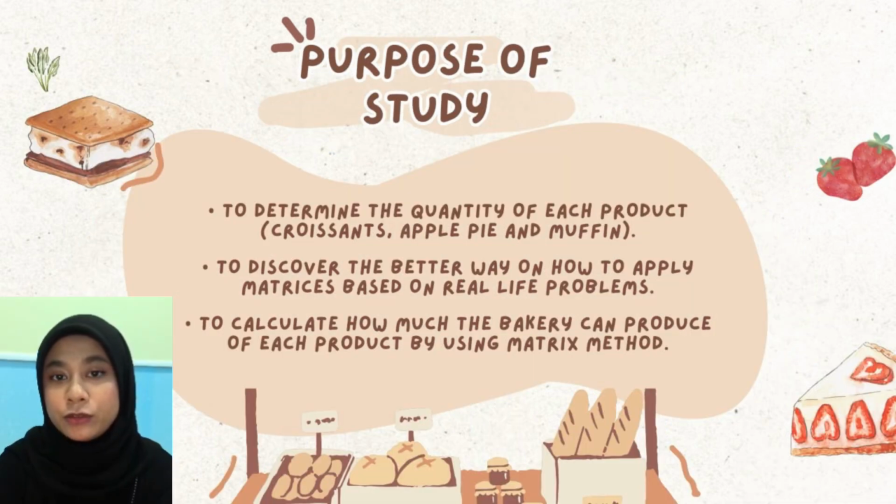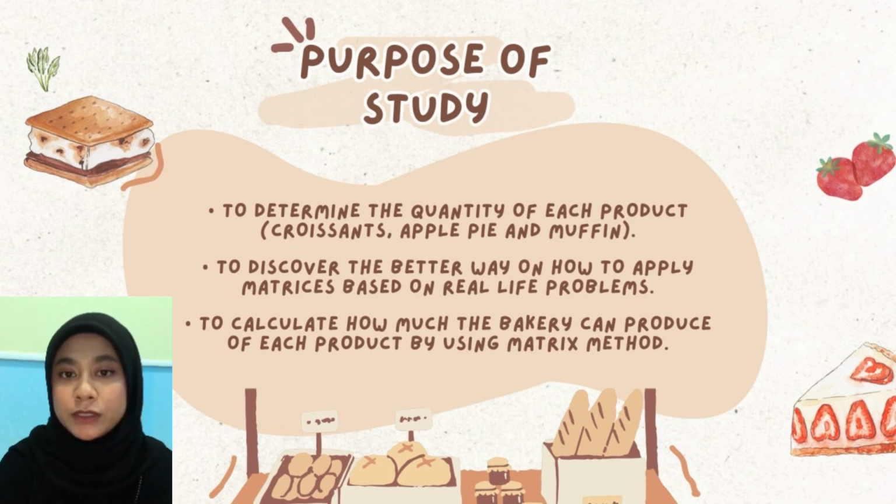I'm going to talk about the purpose of study in our group project. The purpose is to determine the quantity of each product, croissants, apple pies, and muffins. Next is to discover a better way on how to apply matrices based on real-life problems. The third is to calculate how much the bakery can produce of each product by using a matrix method, which is the Gaussian elimination method.